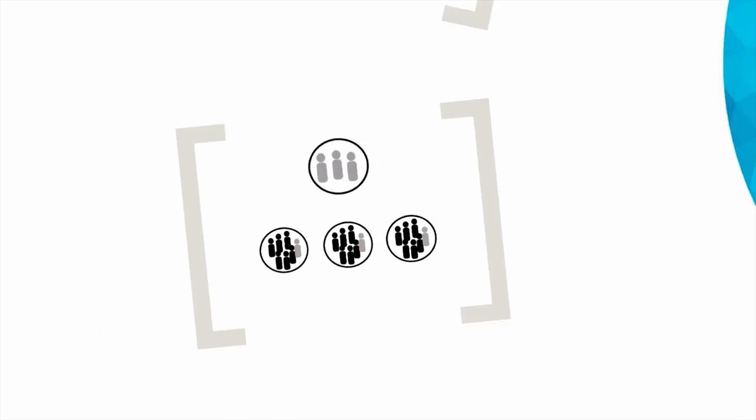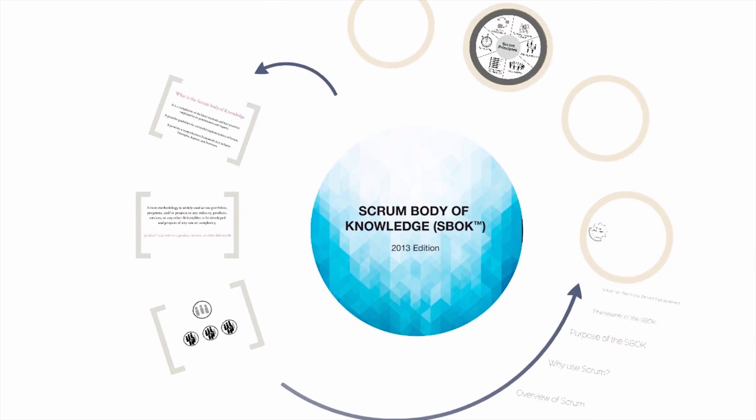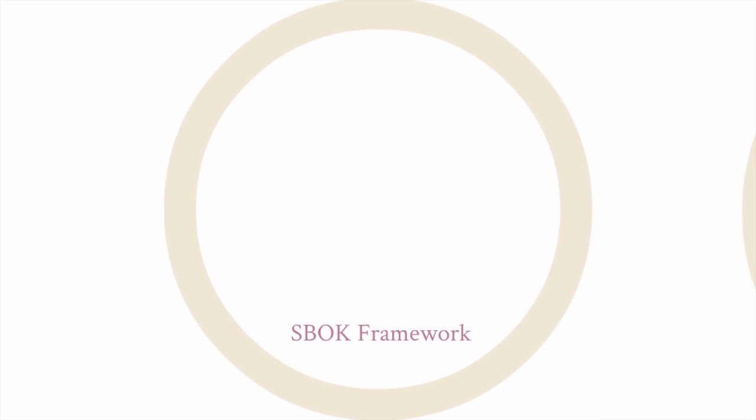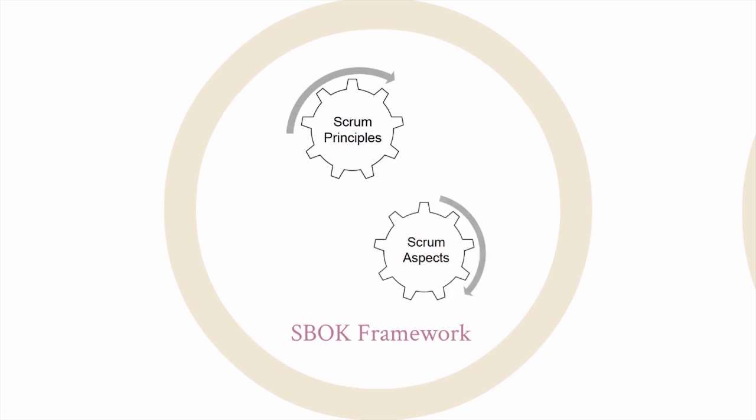Now that we have pretty much summed up the Scrum Body of Knowledge in general, let's quickly run through an overview of A Guide to the SBOK chapters. The first chapter describes the purpose and framework of A Guide to the SBOK and provides an introduction to the key concepts of Scrum. It also contains the summary of Scrum principles, Scrum aspects, and Scrum processes.